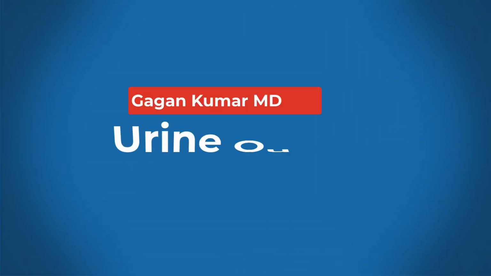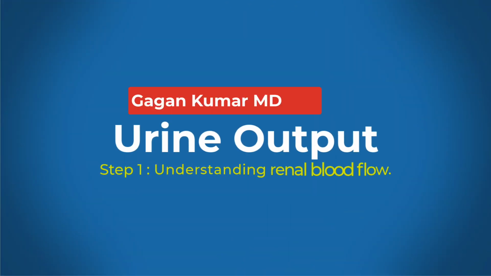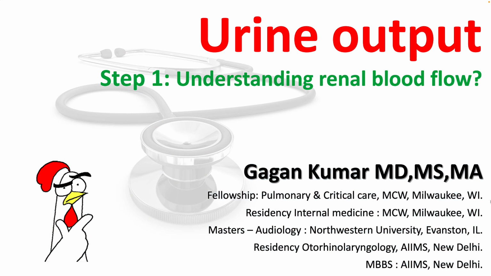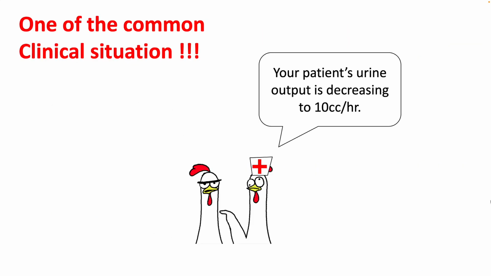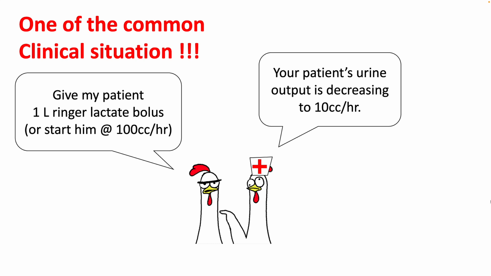Hello everyone. In this series of lectures, we'll be discussing the pathophysiology of urine production and use this knowledge to understand, diagnose and manage patients with decreased urine output and renal failure. This is one of the most common situations that you'll encounter in your hospital when the nurse calls you with decreasing urine output. The most common answer I hear from residents is that you will give a liter of lactated Ringer's, either as a bolus or starting them on 100 cc's an hour of IV fluids.